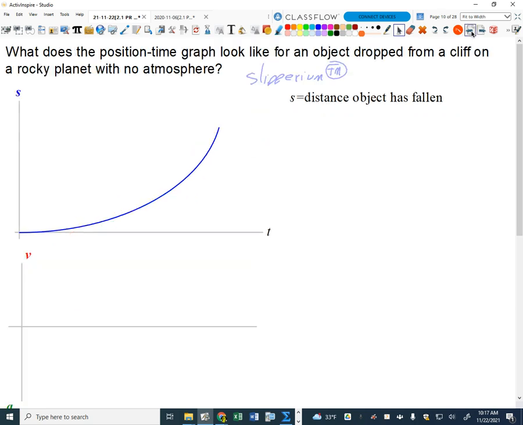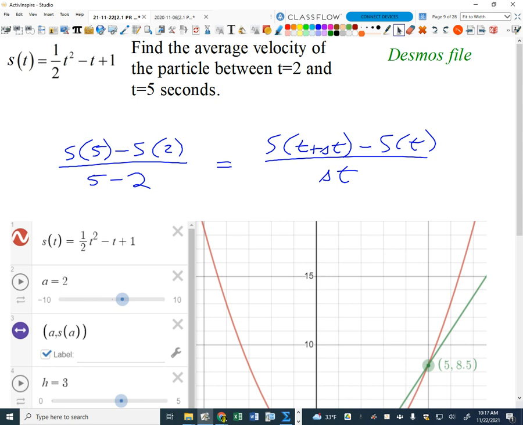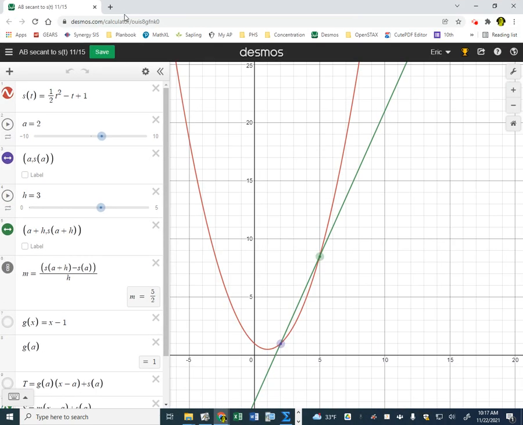I think we can do it on here. Let me just pull this one up. I'm going to use this guy. Now watch what happens here on this Desmos file. Okay, we've got this function.